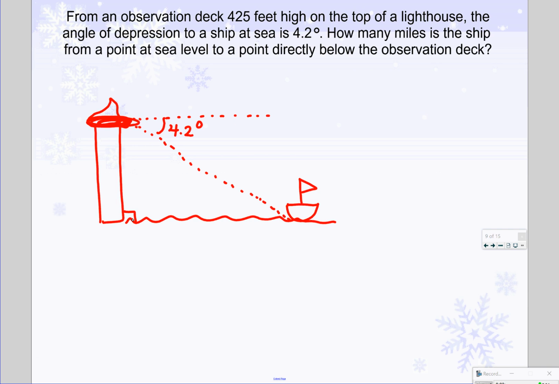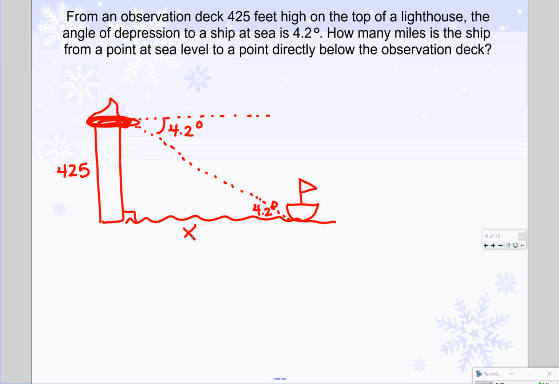Now, if the angle of depression is 4.2 degrees, what else is 4.2 degrees? Angle of elevation, which is, imagine you're in the boat looking up. That's that guy down there. You can see those alternate interior angles. I also know that the observation deck is 425 feet high. Our job is to figure out how many miles the ship is out.